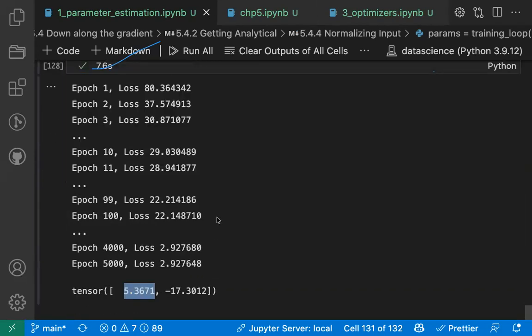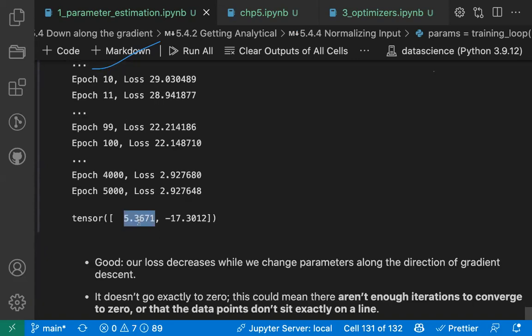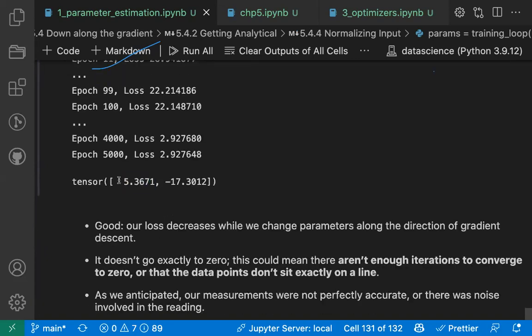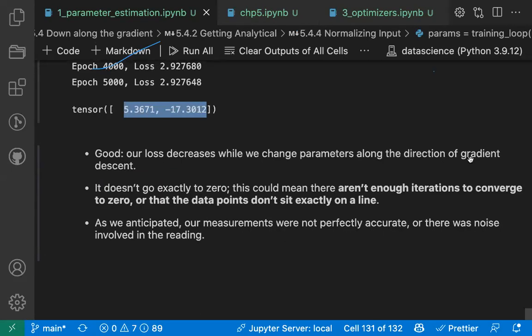As I said, the main aim of training a model is to find the weight that will optimize your loss function. So here, these are the weights when we finish training the model. This is the weight W, and this is B, your bias. These are the ones that will optimize your loss. Good, our loss decreases while we change the parameters along the direction of the gradient. Yes, we can see the loss decrease.